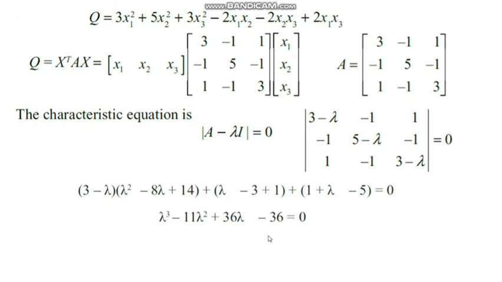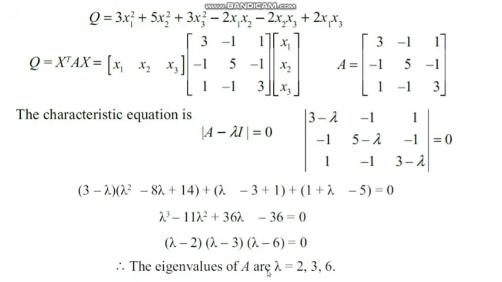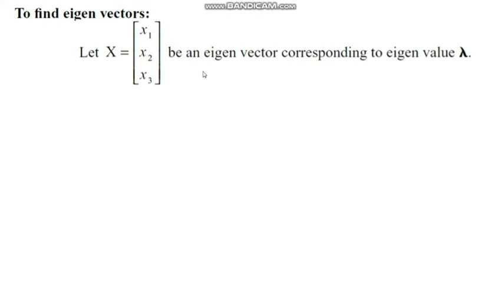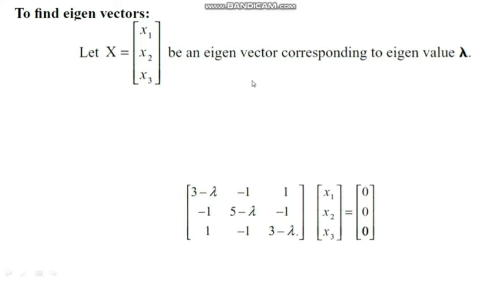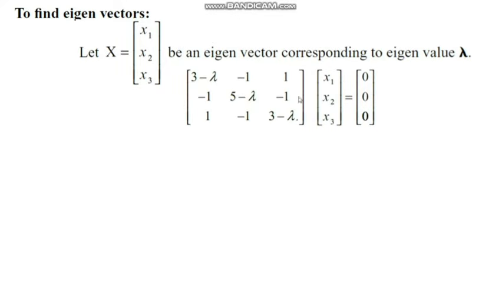According to the theory of equations, it has three roots. They are lambda minus 2 equal to 0, lambda minus 3 equal to 0, lambda minus 6 equal to 0. Therefore, the eigenvalues of this matrix A are 2, 3 and 6. Now we have to find the eigenvectors of the matrix corresponding to those eigenvalues. Let X be the eigenvector of the matrix corresponding to eigenvalue lambda. A non-zero vector X is said to be an eigenvector such that (A minus lambda I) times X equals O.